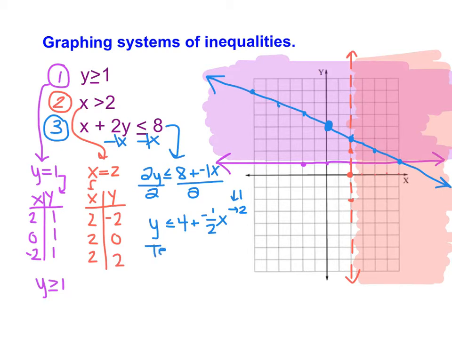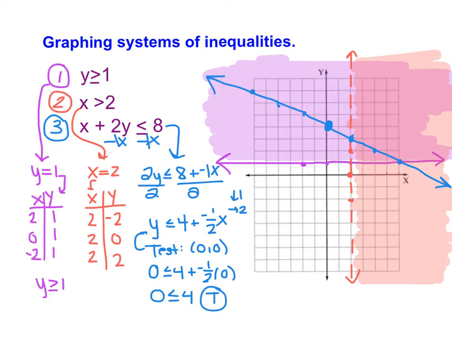And then from here I need to figure out which direction I'm going to shade. So what I'm going to do is test a point. I tend to pick the point 0, 0. And if my inequality works for 0, 0, I'm going to shade that direction. And if it doesn't, I'm going to shade the other direction. So here I'm going to test it back in my inequality. So I have 0 is less than or equal to 4 plus a negative 1/2 times 0. So 0 is less than or equal to 4, which is true. So I'm going to shade in that direction.